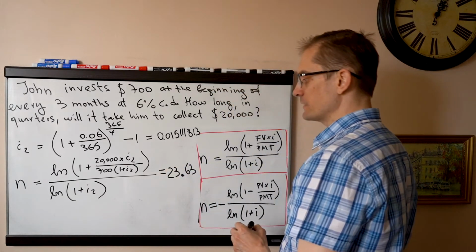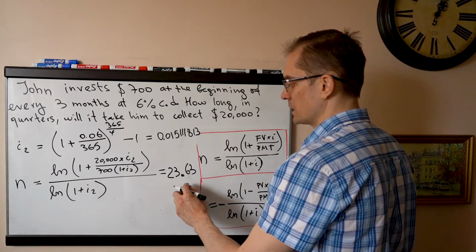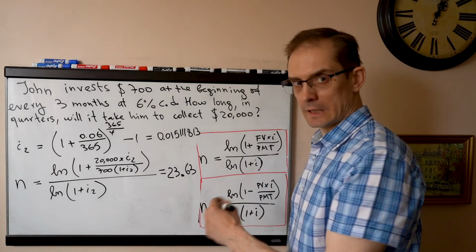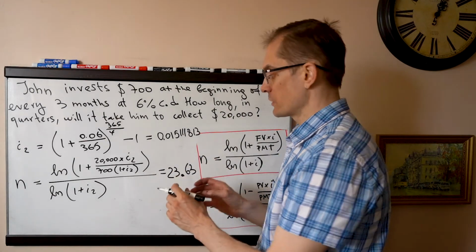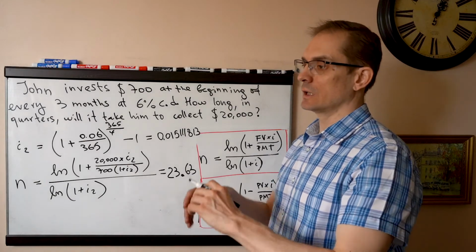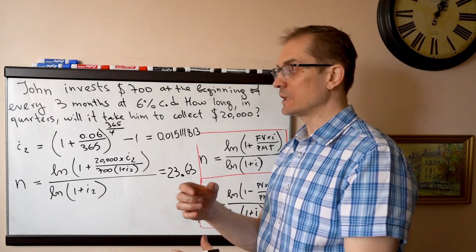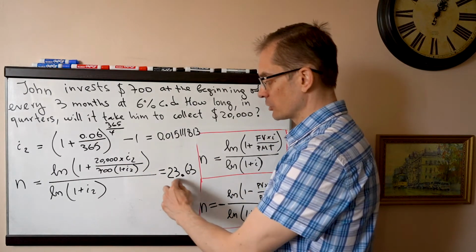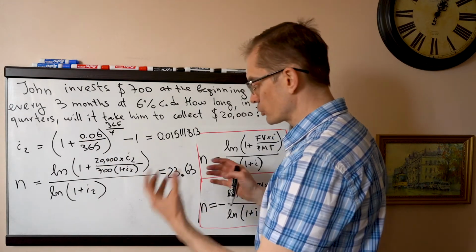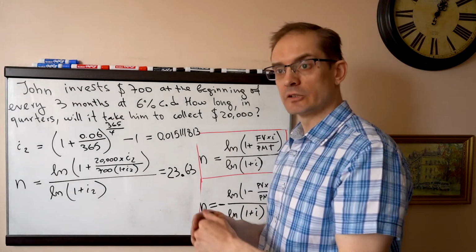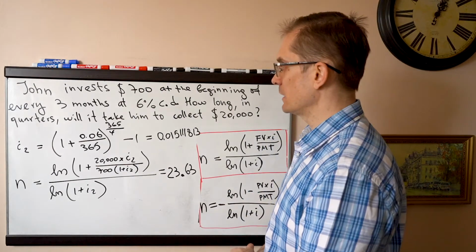23.63, which means that in this problem there will be 23 whole payments and also a partial payment. Because it's a future value, that last partial payment can be a negative payment, meaning that John will actually overshoot with 23 payments, keeping in mind that last period's interest. But it could also be that a positive payment would be required if the interest over the last quarter is not enough to hit that number.